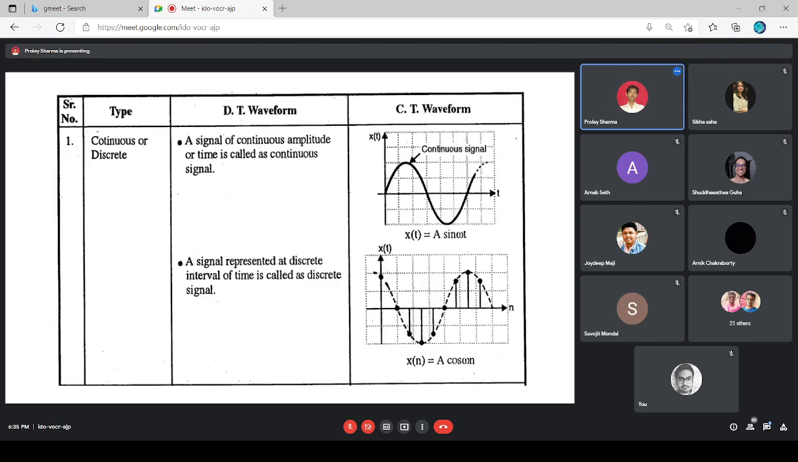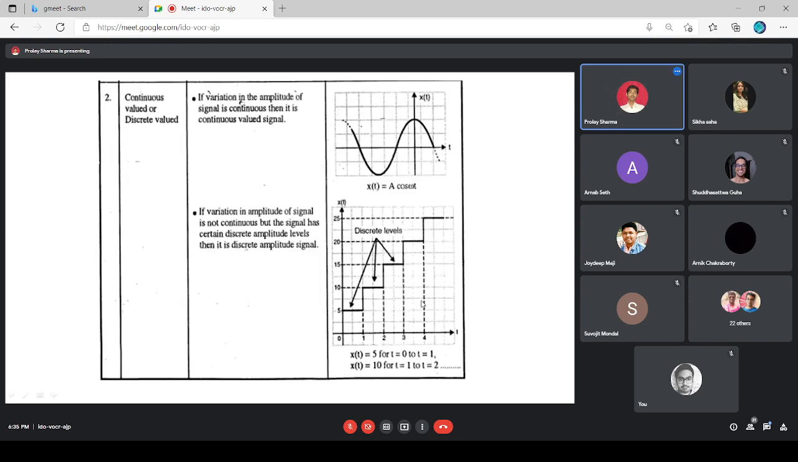So now this is the summation of whatever we have discussed in this slide: continuous-time signal and discrete-time signal. This is the definition of the signal, and this is the pictorial representation of the signal. This is continuous time, this is its discrete time form. And the next one is continuous-valued and discrete-valued signal.